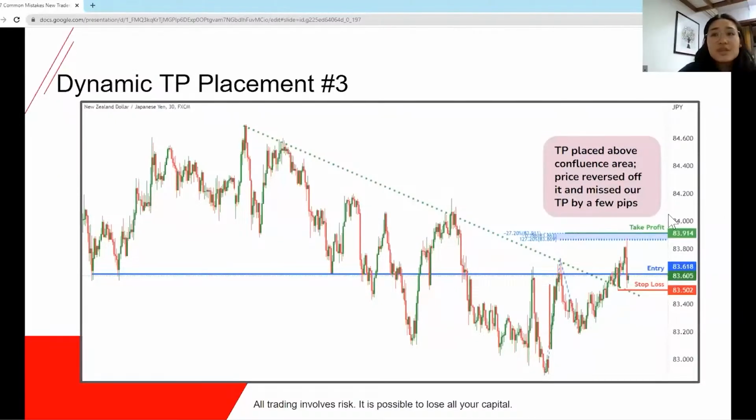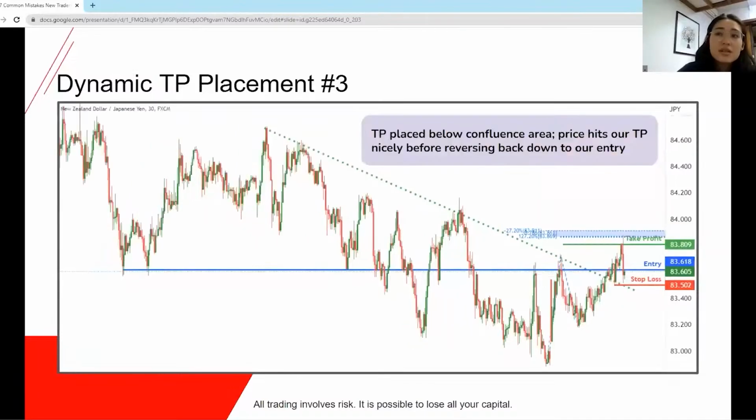And you can see here, with our take profit placed above the confluence area, price reversed off of it and missed our take profit by a few pips. So instead of placing it directly here, we want to place it below so that we make sure that price really does touch our take profit. So if we place it below our confluence area, price hits our take profit nicely before reversing back down to our entry.